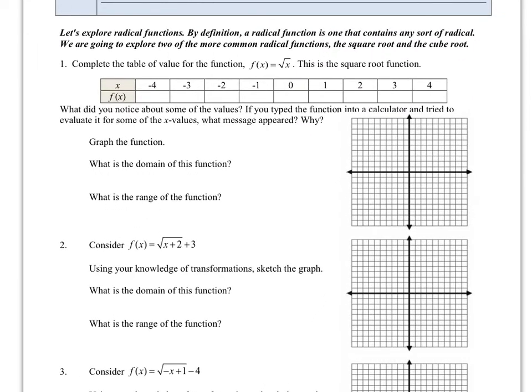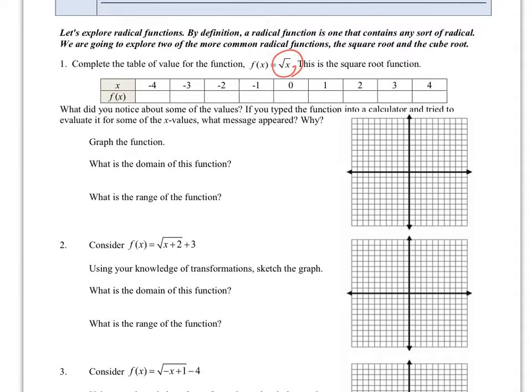So number 1 says complete the table of values for the function f of x equals radical x. This is asking us to first look at our table of values. You can create them on your own, or on your graphing calculator if you choose, where you will type this into your y1. We can do this quickly without looking at our calculator because you guys can do square roots.